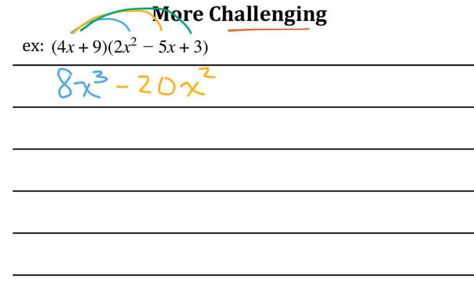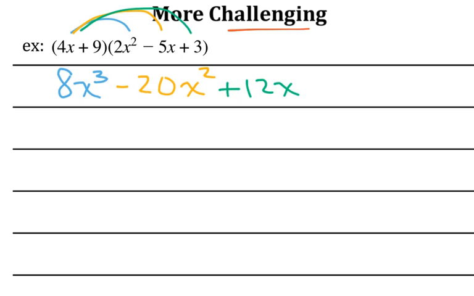4x times 3 becomes 12x. And if I look at the degrees and how they decrease, it'll help me realize that they would also count on from 3 to 2 to 1, because this x term is adding one more variable to it. So it's 8x cubed minus 20x plus 12.